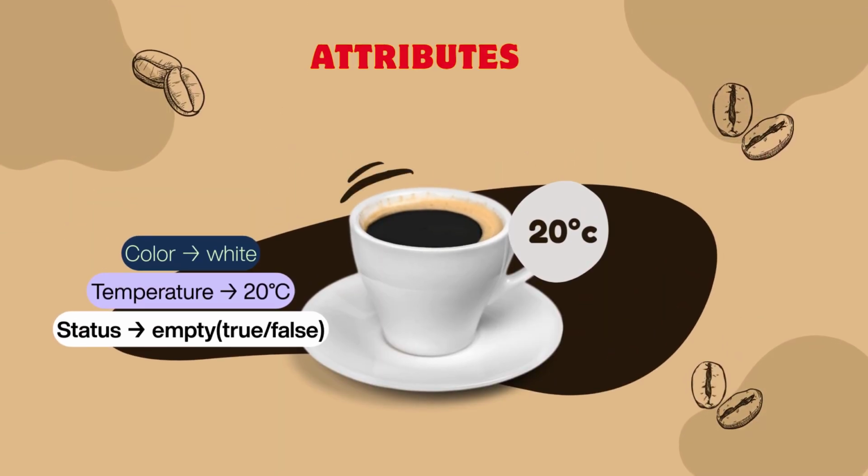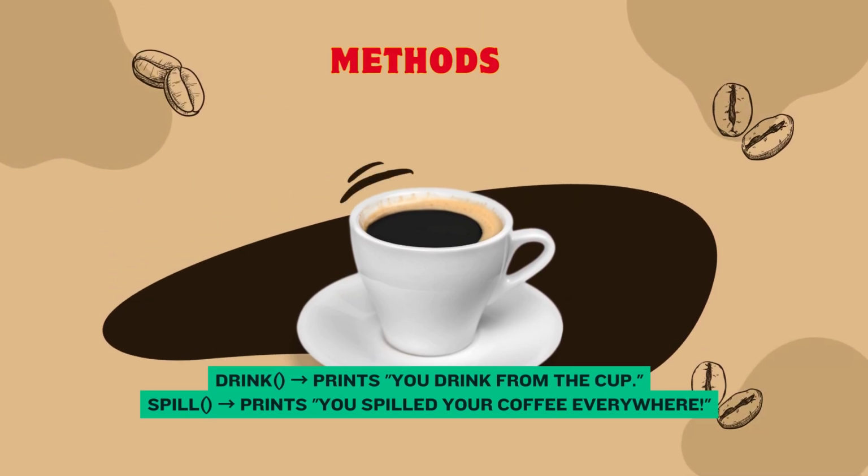Let's use my coffee cup as an example. Attributes: color, white; temperature, 20 degrees Celsius, room temperature; status empty, true/false. Methods: drink prints you drink from the cup. Spill prints you spilled your coffee everywhere. So really, an object is just a bundle of characteristics and actions, wrapped neatly together.